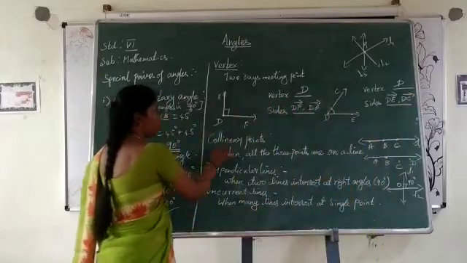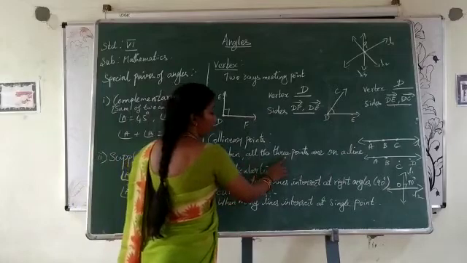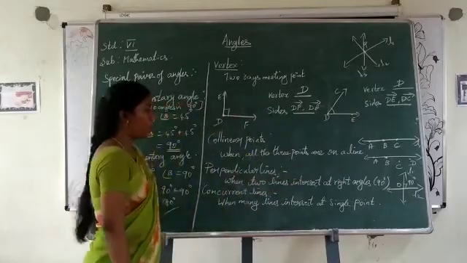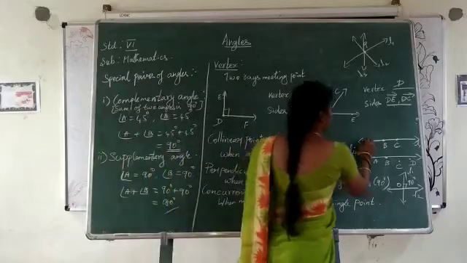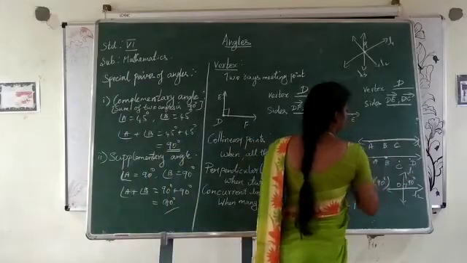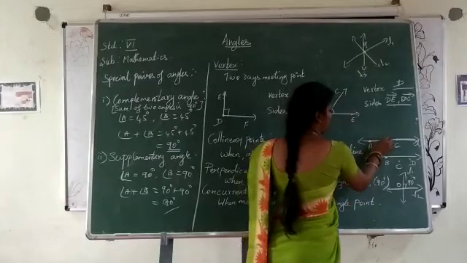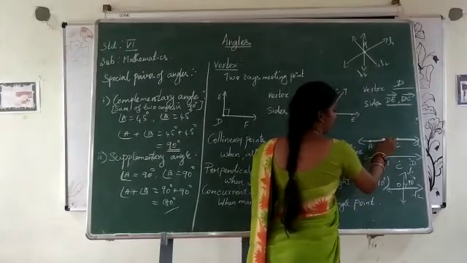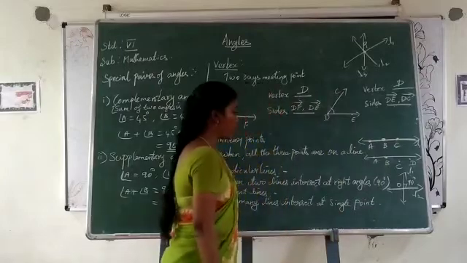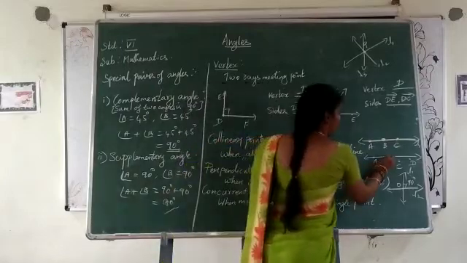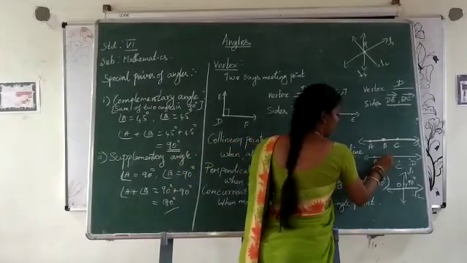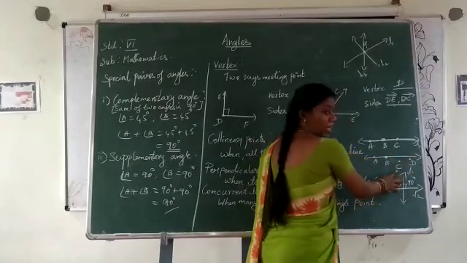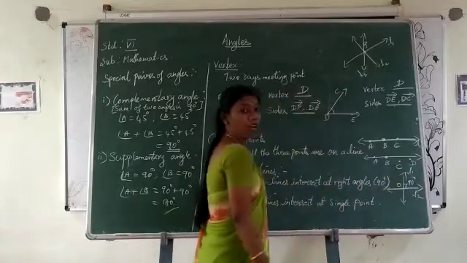Next one, collinear points. When all 3 points are on a line, they are known as collinear points. Consider this one. The given line is L1 and all 3 points, that is A, B and C, lie on the line. They are known as collinear points. And in the second one, points A and B are on the line and C, D are not on the line. So they are known as non-collinear points.